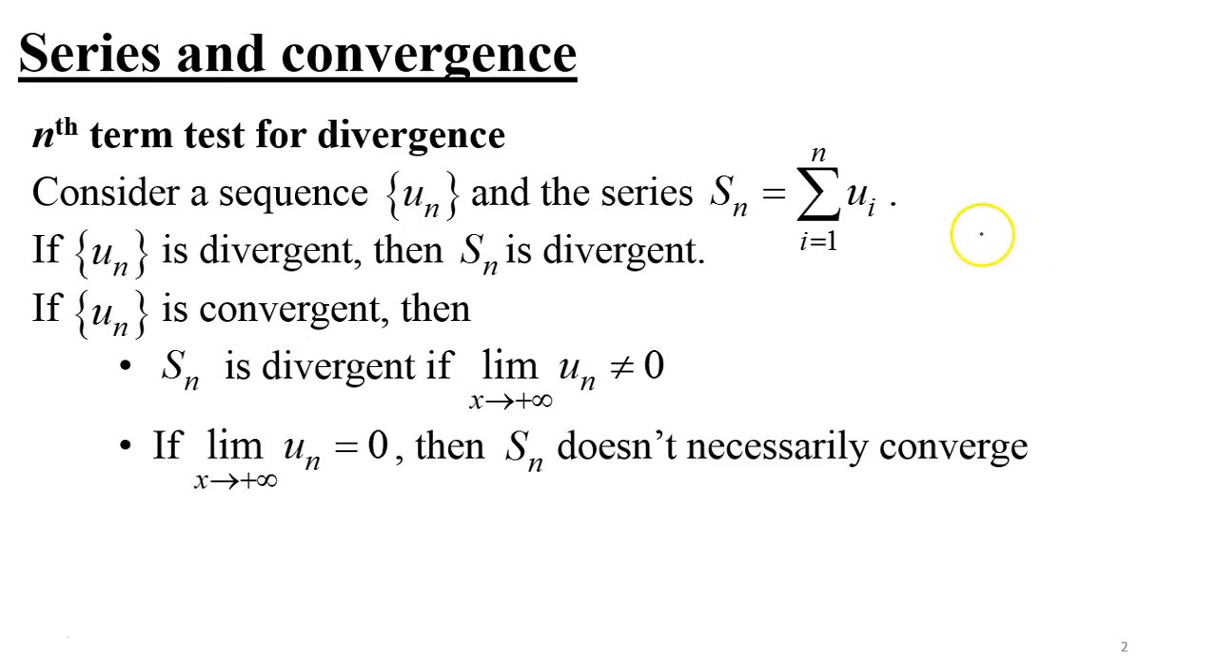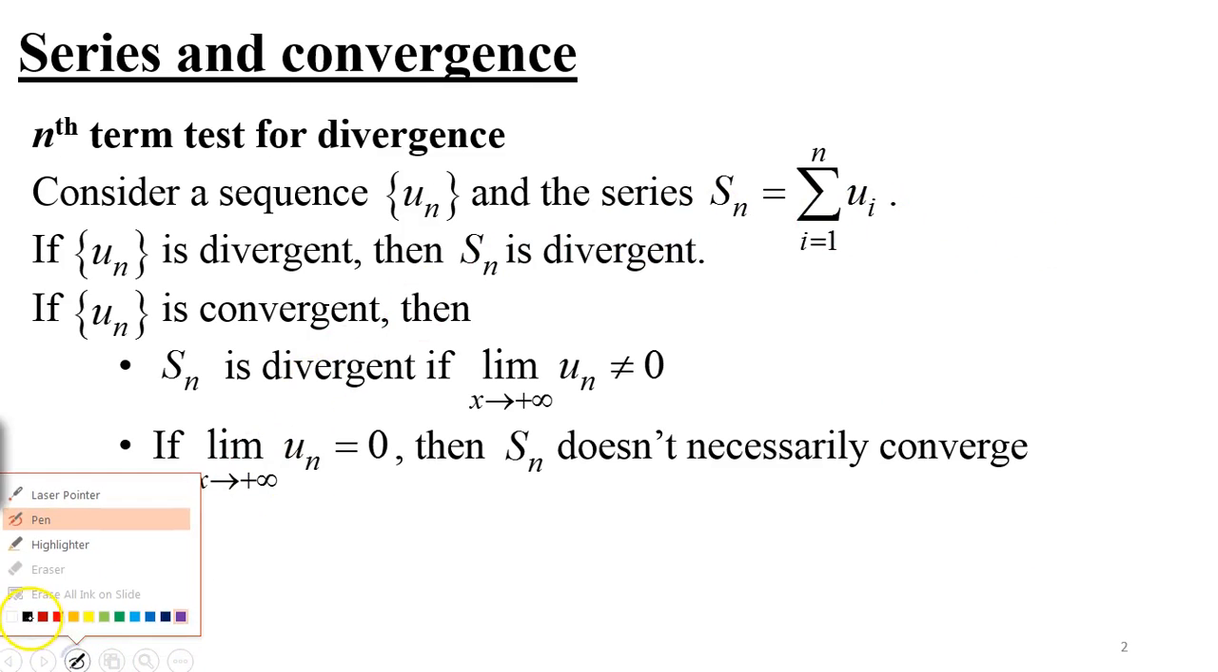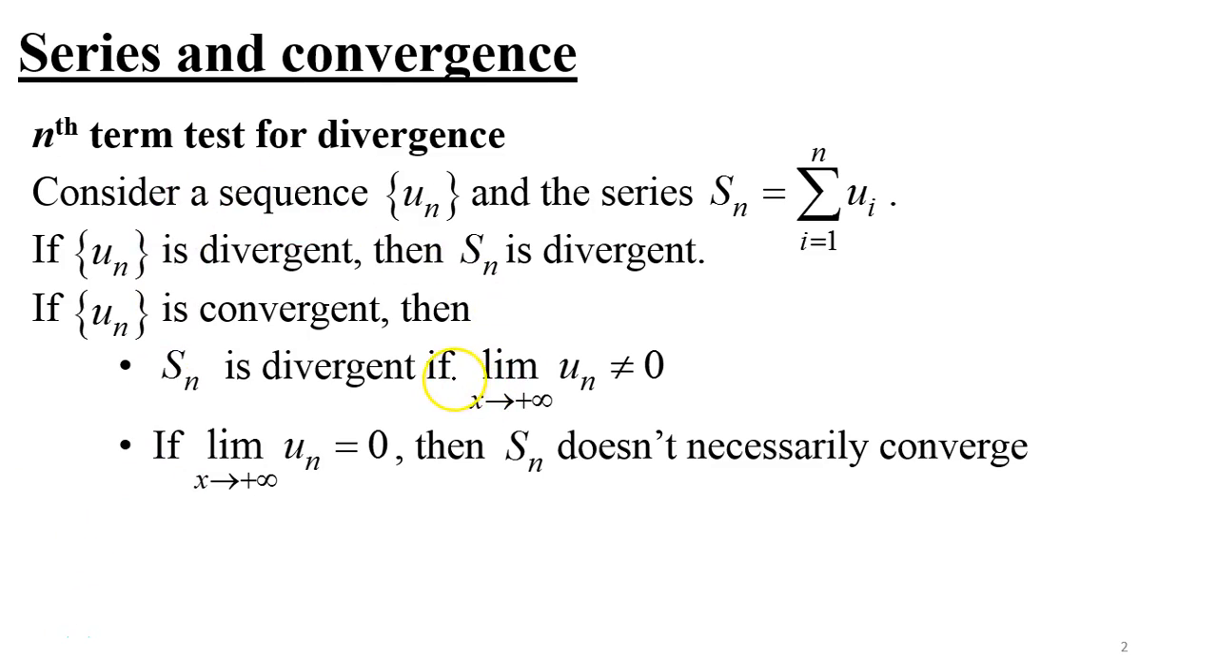So in that case, we'd need to use other tests of convergence. So over here, if we move to the next slide, which in fact includes the nth term test for divergence, which is what we were just discussing right now. Okay, so the nth term test for divergence is in fact used to determine if a series is divergent. It cannot really tell us if a series is convergent.